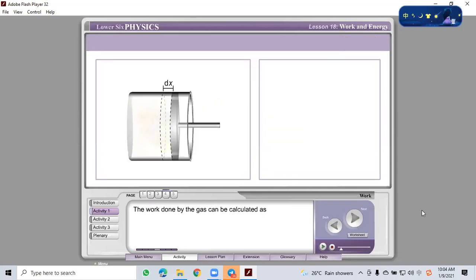The work done by the gas can be calculated as dW equals F dx, which equals P A dx, which equals P dV, where dV is the change in volume, which is A dx.